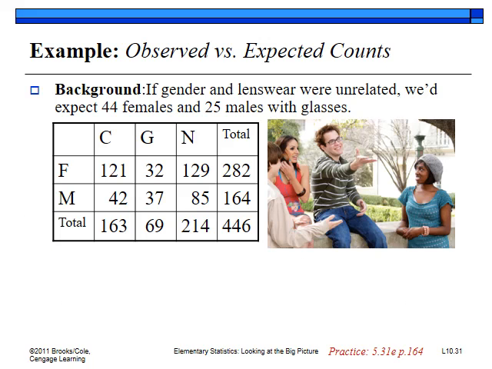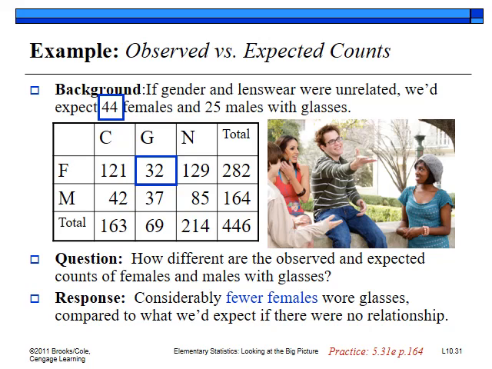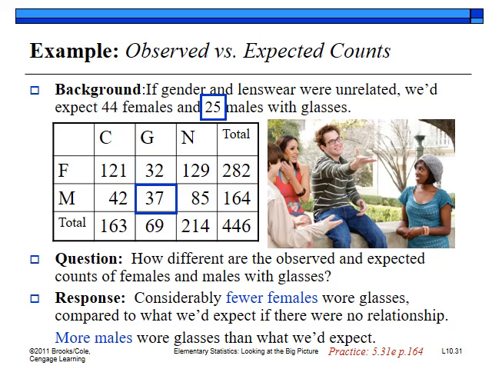So looking at this example again, here's our observed values. If gender and lenswear were unrelated, the expected values for glasses would be 44 for females and 25 for males. How different are those? Well, 32 wore glasses as opposed to the expectation of 44, which is quite a bit less compared to what we would expect if there were no relationship. And for the men, we see more wearing glasses than what we would expect.